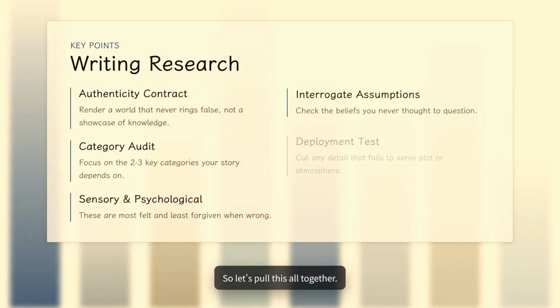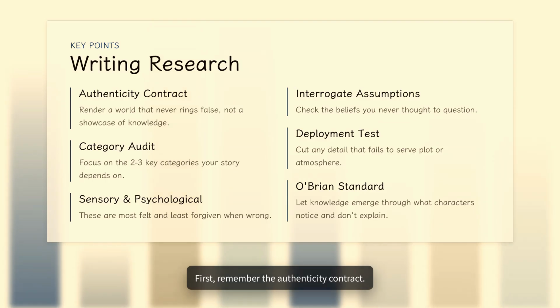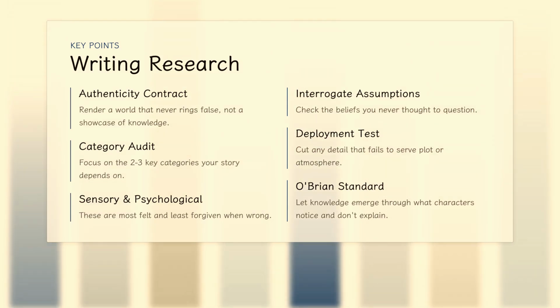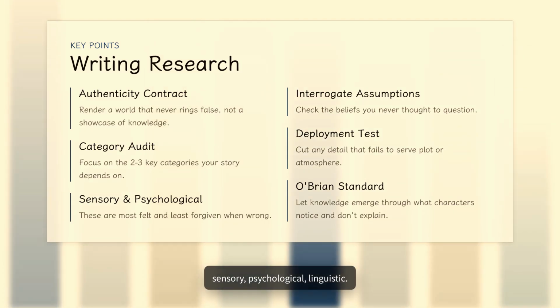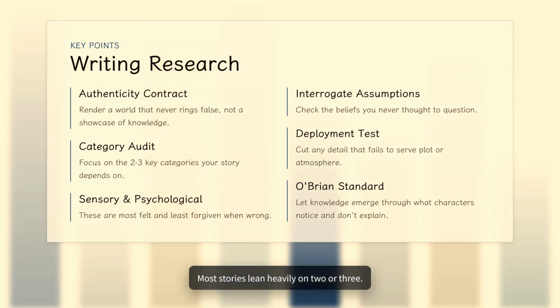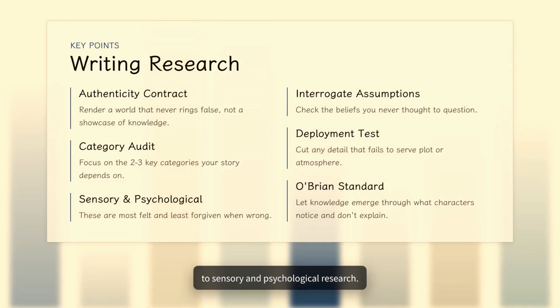So let's pull this all together. Here is how to research fiction without killing the story. First, remember the authenticity contract. You owe the reader a world that never rings false. You do not owe them a demonstration of everything you learned. Second, identify which of the 7 categories your story actually depends on. Factual, environmental, cultural, technical, sensory, psychological, linguistic. Most stories lean heavily on 2 or 3. Put your effort there.